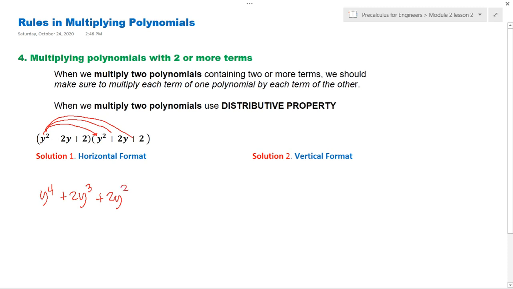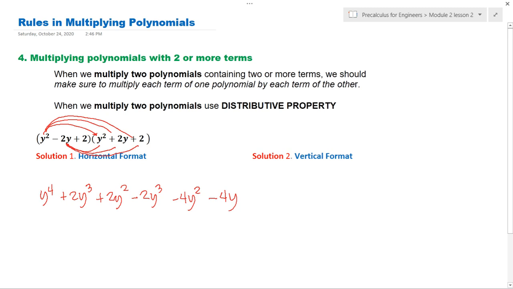For the next term, we have negative 2y times y squared. So we have negative 2y cubed. Don't forget the sign, negative 2y times positive 2y. So we have negative 4y squared. How about negative 2y times positive 2? So we have negative 4y.